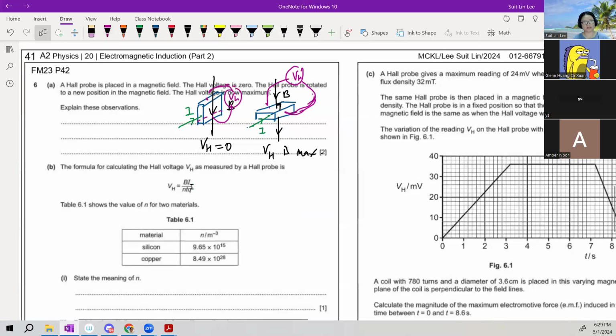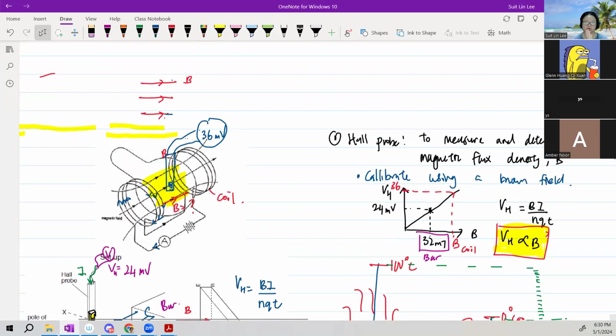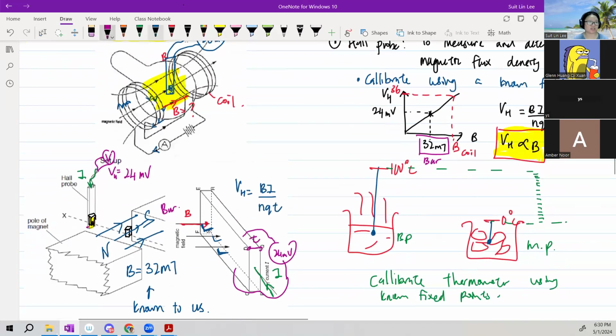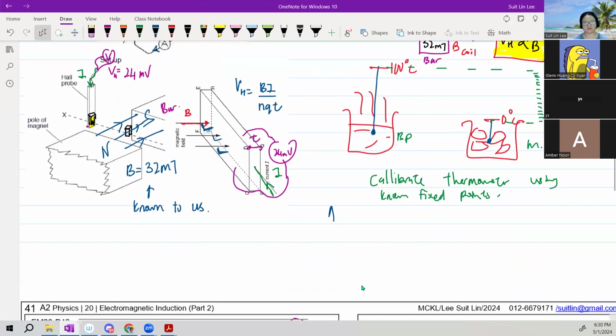Okay. So if I rotate it in such a way where the magnetic field doesn't pass through the slice, at least through the face that I expect it to, based on the connection that I've already wired the Hall probe, my reading will be 0. Okay. So if you're doing paper 5, for the additional detail, you want to say calibrate it using a known field. And then another additional detail is you will rotate the probe until VH is maximum.